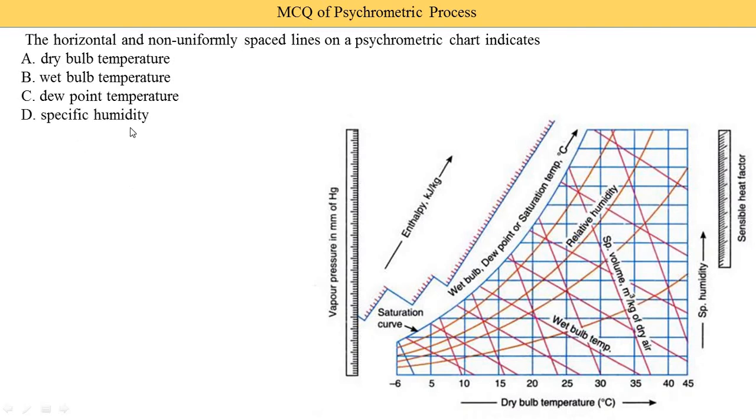And the specific humidity, okay, so here we feel confusion between options C and D, because both lines are horizontal. But the specific humidity line is horizontal and uniformly spaced, but here non-uniformly is asked. So if non-uniformly is asked, then the answer is dew point. And suppose the question asks for horizontal and uniformly spaced lines, then the answer is specific humidity. So you need to focus on the very minor words. Suppose in this question the word non is removed, and your answer changes to specific humidity.